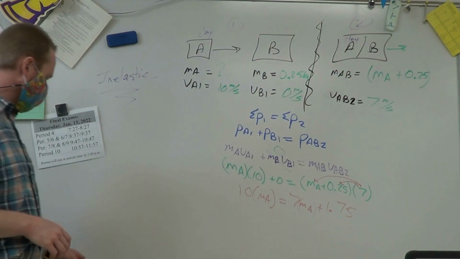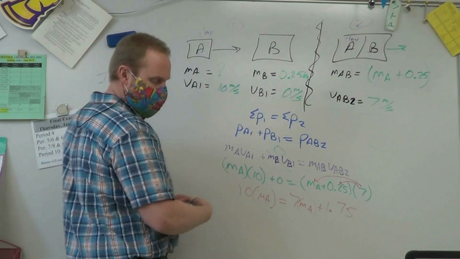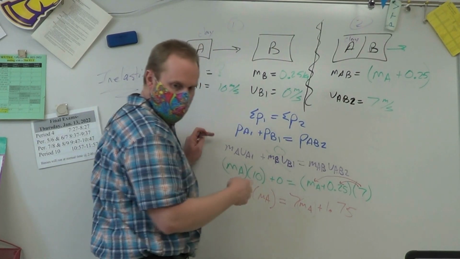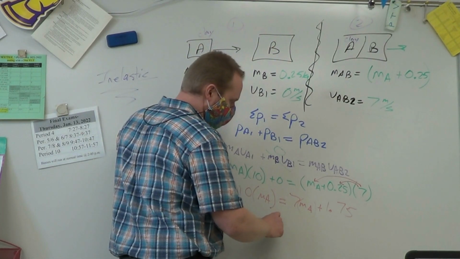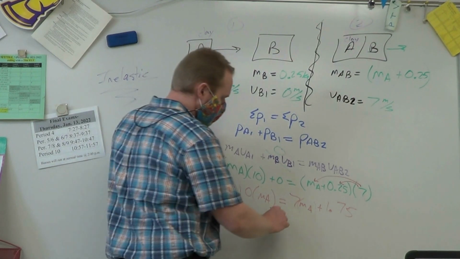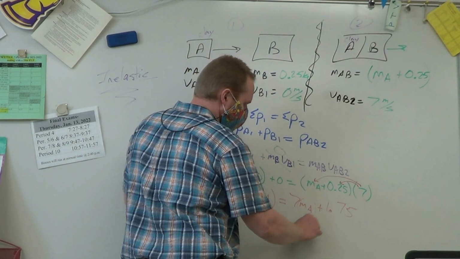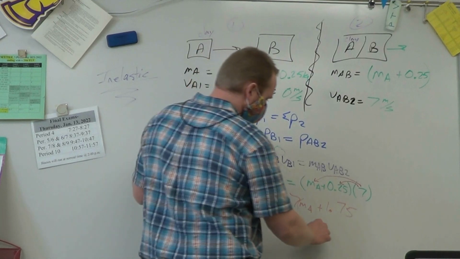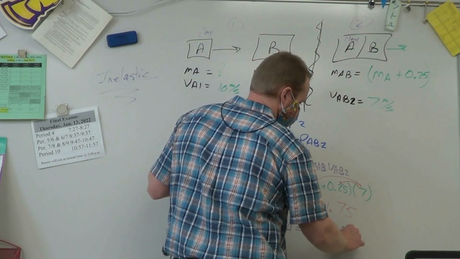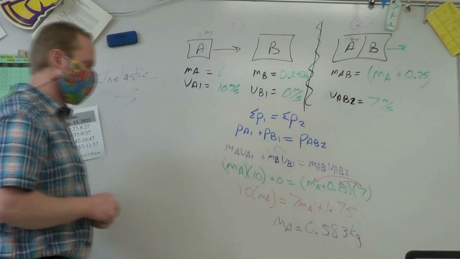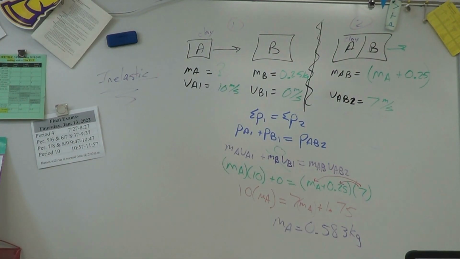Combine like terms and solve, and then at this point we subtract 7 MA to the other side, which is 3 MA is equal to 1.75. Then we divide both sides by 3, and we get a final mass of object A to be 0.583. I skipped some of the algebra from there. We distribute, combine like terms, so. We okay with that? We're just solving for a different variable.